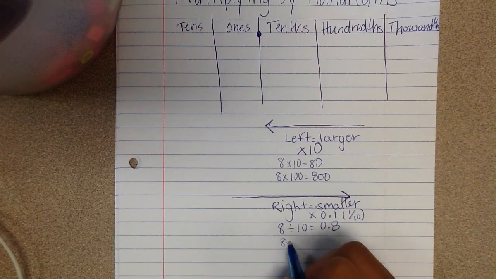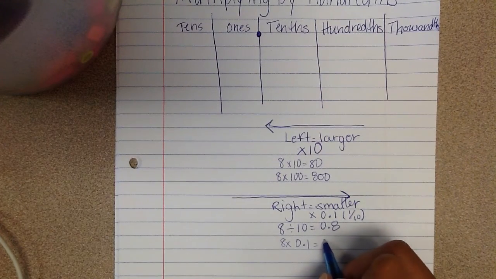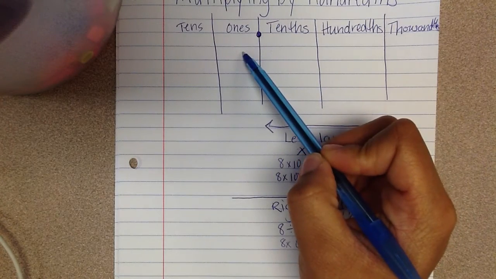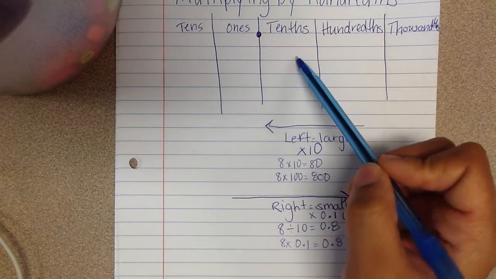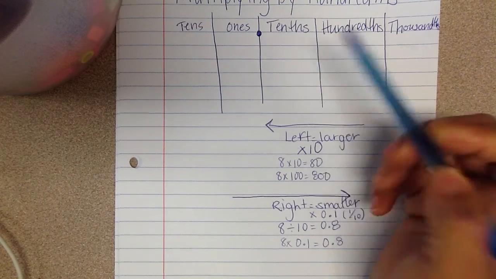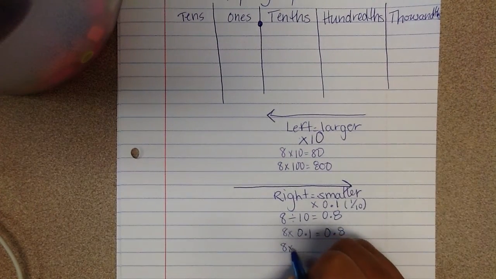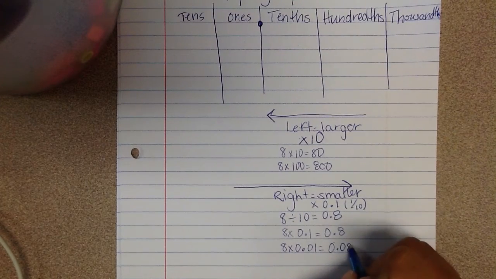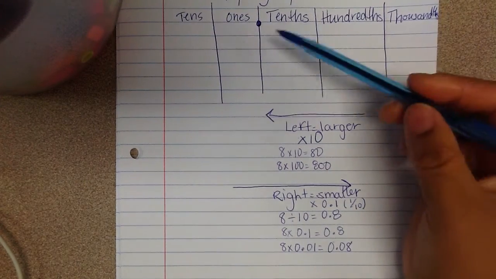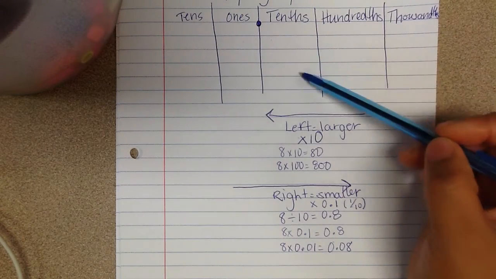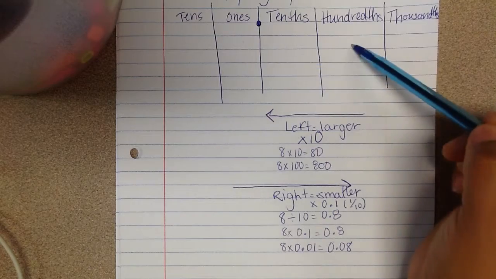And I know 8 times 1/10 equals 8 tenths. So if I have the 8 wholes here and I multiply it by 1/10, then the 8 moves over to the tenths place. Okay. I know that if I have 8 times 1/100, it equals 8 hundredths. Because now I've multiplied by not just 1/10, I've multiplied by 1/100. So it has to move over 2 place values.